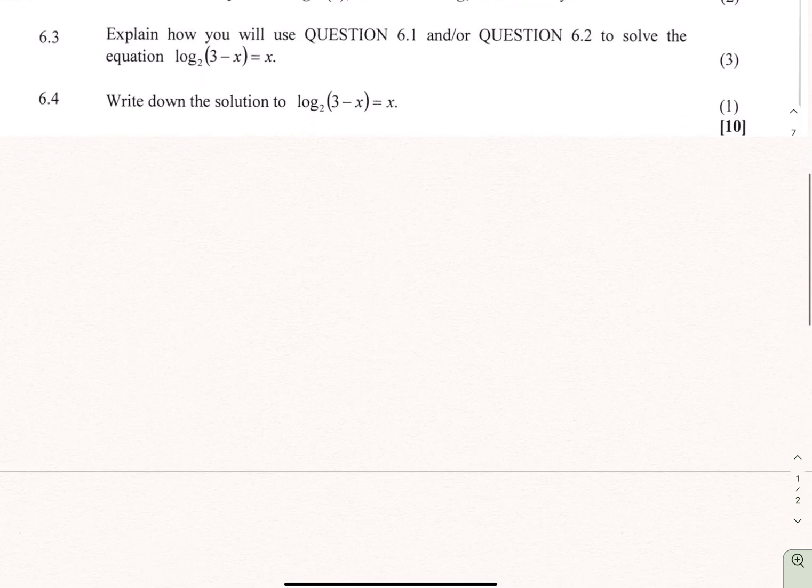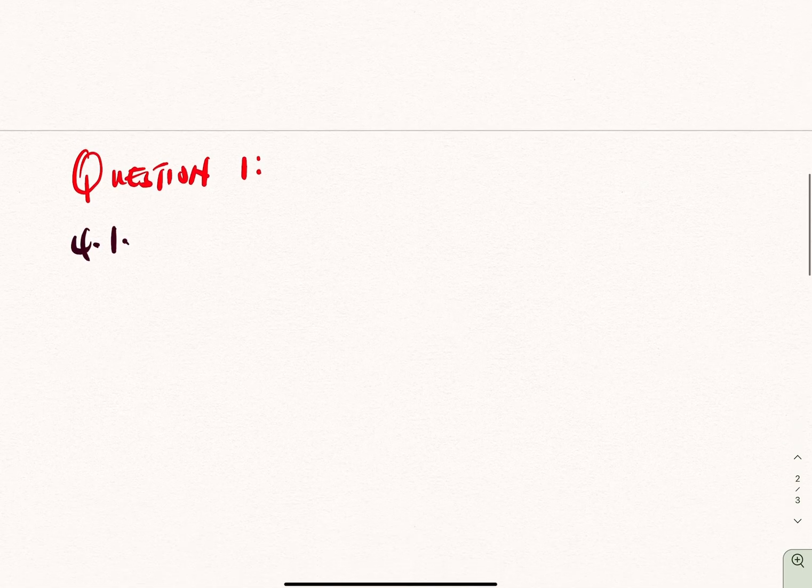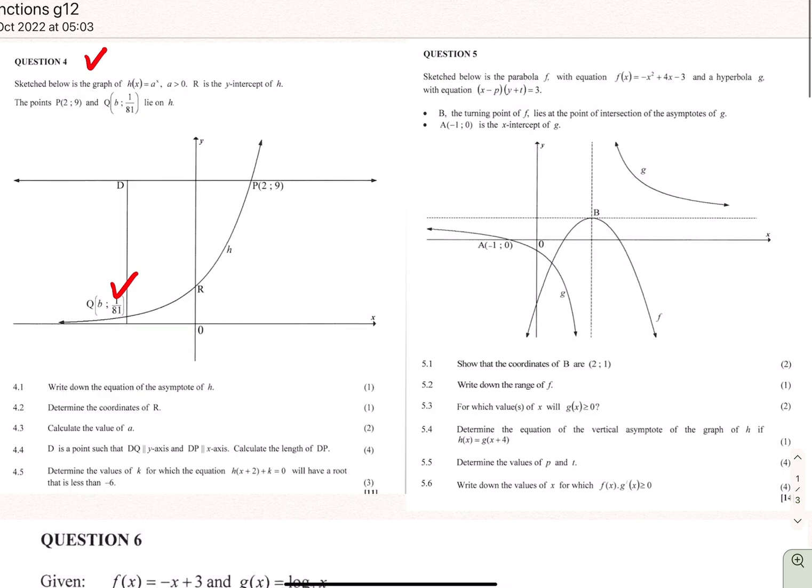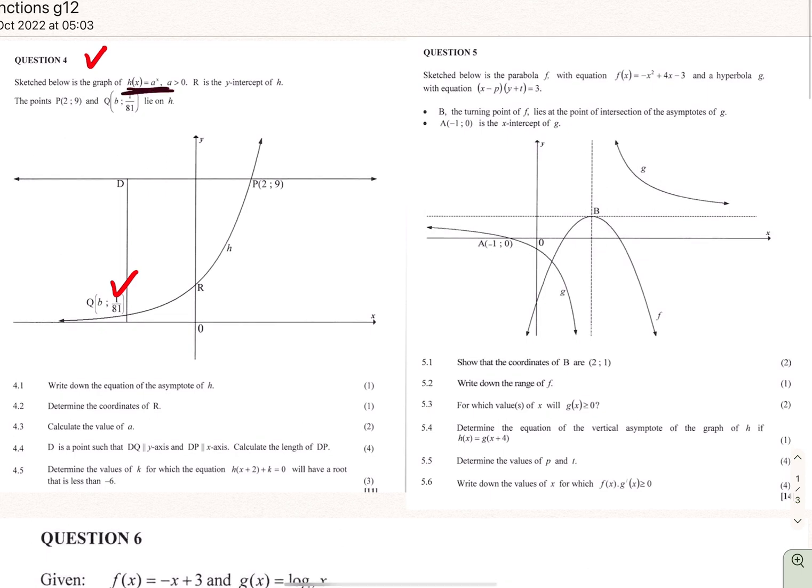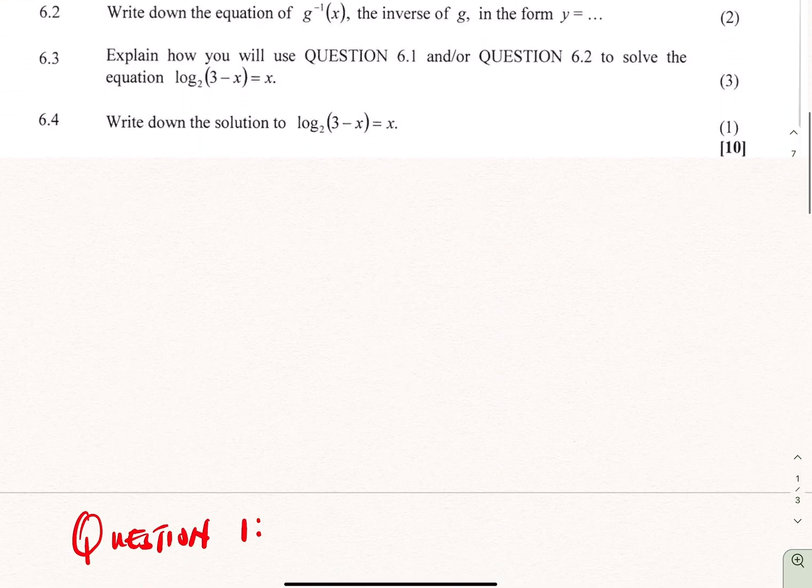So I'm going to say to myself, let me start this on a new page. And that is Question 4. So I'm going to write Question 4. And then we have 4.1. We want to write the asymptote of this function here. That is h of x equals a to the power x. I want you guys to notice something. They are giving it 1 mark. That means it's the basic stuff.